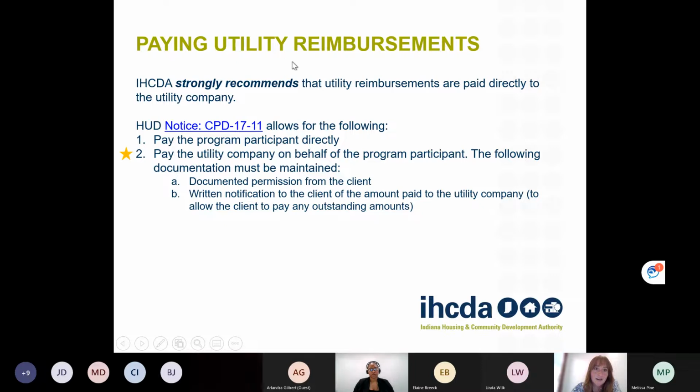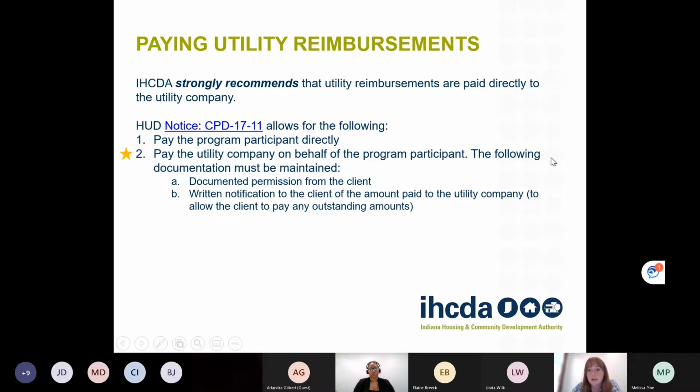And then when you are paying out those utility reimbursements, HUD has allowed for two different options for doing that. The first option is to pay the program participant directly, and the second option is what IHCDA strongly recommends that you follow. That would be the option to pay the utility company on behalf of the program participant.